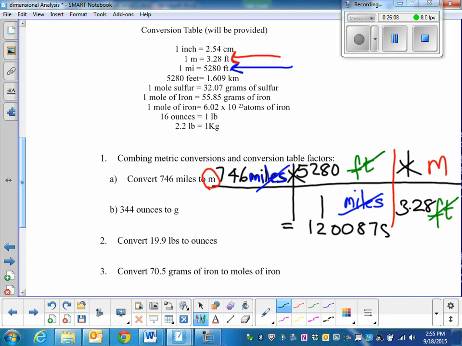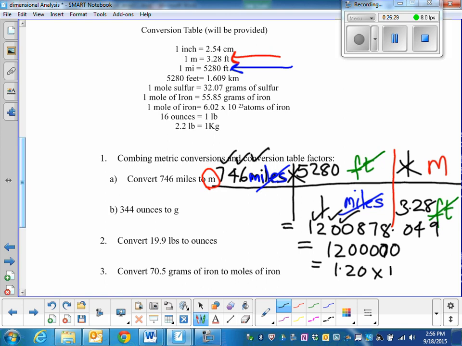8, 7, 8, 1, 0, 4, 9. But I need to report to 366. So my answer is 366. Going to be 1, 2, Parker, don't forget. 0, 0, 0, which is actually 1.0 times 10 to the, I guess what it is.